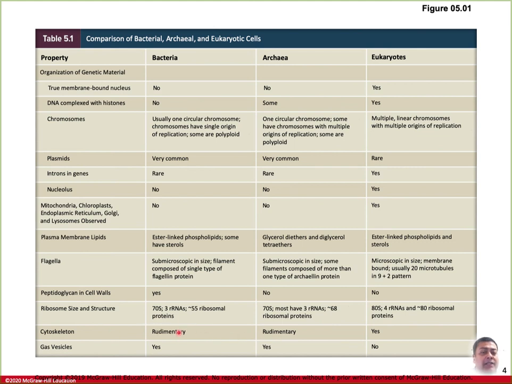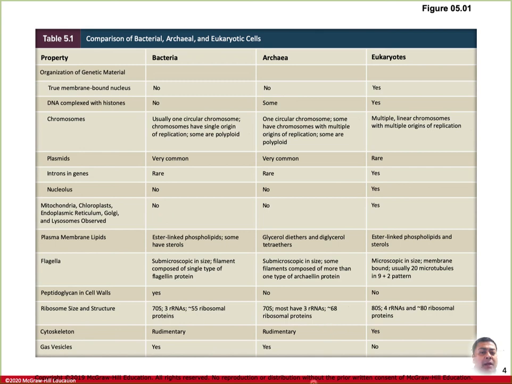Cytoskeleton is very rudimentary in bacteria and archaea, but we talked about FtsZ, MreB, MBL, and CreS, and some analogous proteins in the cytoskeleton. Earlier, scientists used to think that there is no cytoskeleton in the bacteria or the archaea, but they have analogous proteins, and they do have a rudimentary cytoskeleton. Whereas in eukaryotes, the cytoskeleton is very, very well developed. The gas vacuoles are present in the bacteria and the archaea for buoyancy, which is not present in the eukaryote.